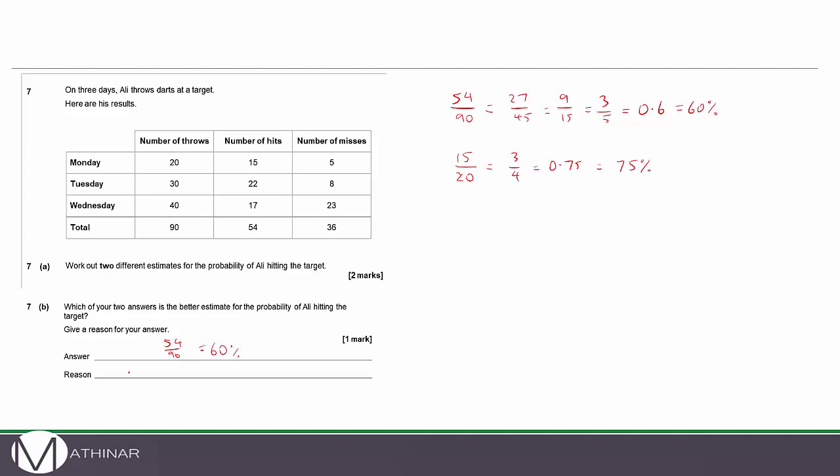Okay. Reason: more trials lead to more accurate results.